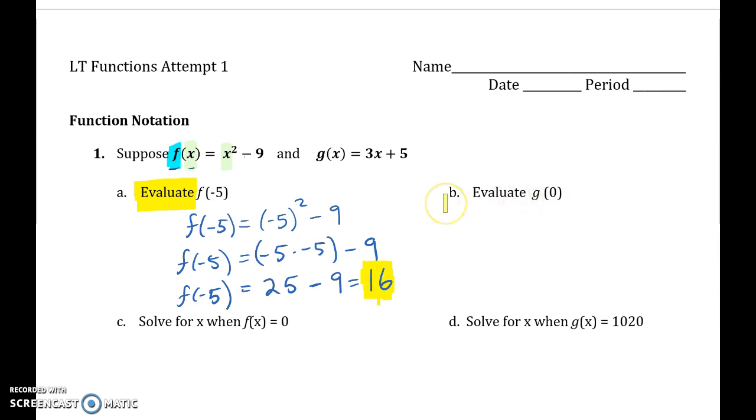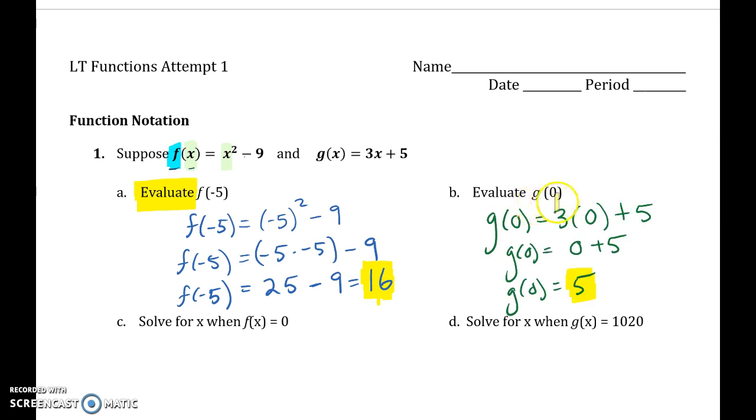Problem B gives you an opportunity to practice this on your own. Evaluate the function of g with an input of 0. So what does the function of g with an input of 0 result in? That's your job. I'll give you a moment here to try that on your own. I would recommend that you pause the video, do the problem, and then we'll check in after you finish the problem so you can check your work. So pause the video now.